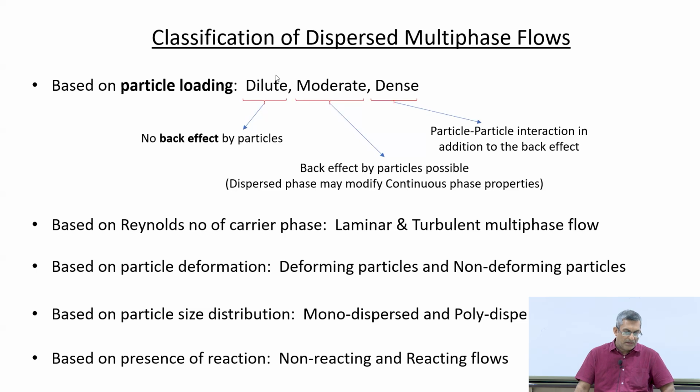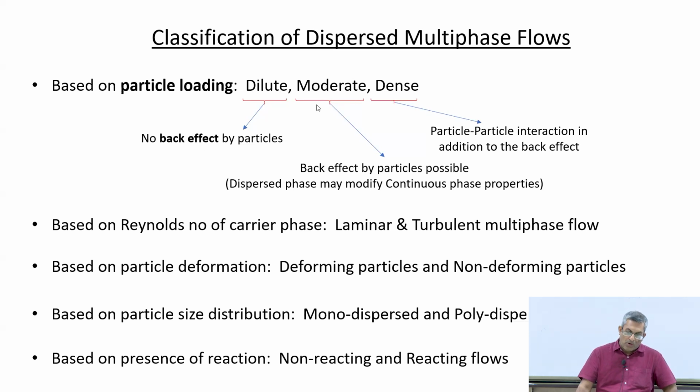So we can have dilute loading. What is meant by dilute loading technically? This refers to a condition where the particles don't have any back effect on the carrier phase. What is meant by back effect? This means that the particles tend to modify the momentum and energy present in the carrier phase. That is called back effect. There is always an effect of the carrier phase on the particles, because the particles are transported due to the carrier phase. But if the loading is dilute, we won't have any back effect.